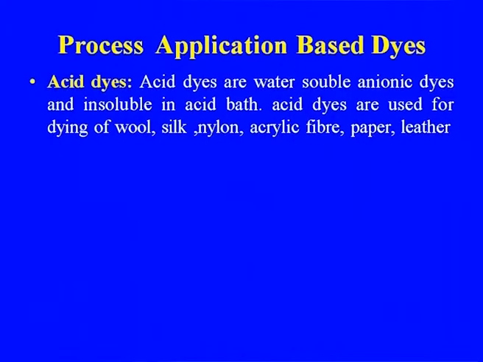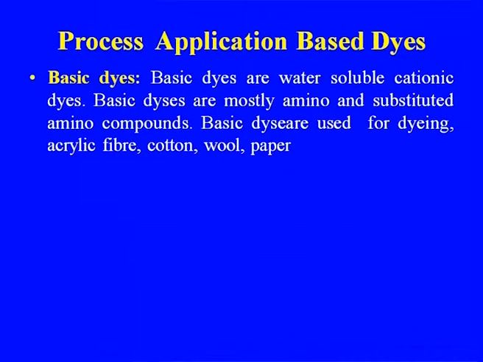Now, the process application based dyes, because normally in the literature or in the process we use the terms acid dyes, basic dyes, disperse dye, direct dye. So, let us see each and every definition of these dyes. Acid dyes are water soluble anionic dyes and insoluble in acid bath. Acid dyes are used for dyeing of wool, silk, nylon, acrylic fiber, paper, leather.